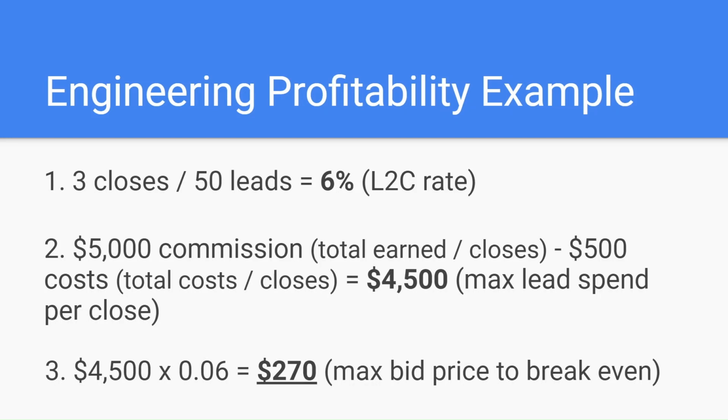Now when we plug those two data points into our formula, 4,500 times 6%, that gives us a max bid price of $270. That means, based on these inputs, we could spend $270 and still break even. This is also operating under the assumption that we maintain at least a 6% close rate and also manage $500 or better per close in costs.